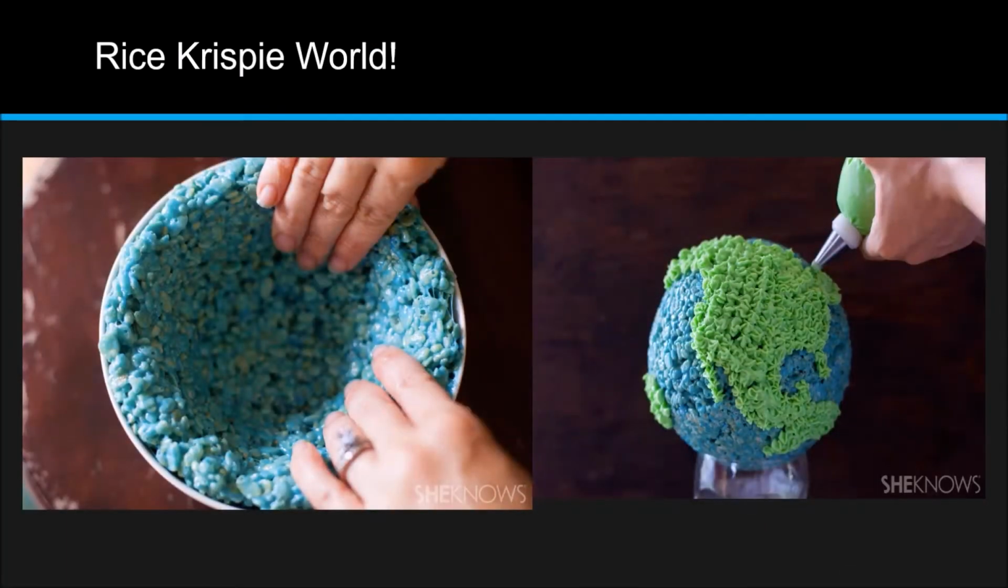You could also show the layers of the earth by using Rice Krispies, any kind of crispy cereal mixed with butter and marshmallows to make a sticky treat. You could use food coloring to make different layers. On the right there, you can see someone made the outside layer blue, so it looks like ocean, and they used some frosting to draw the continents on the outside.